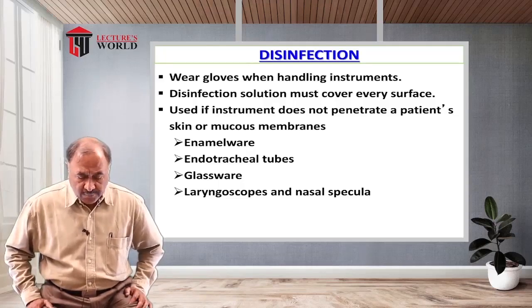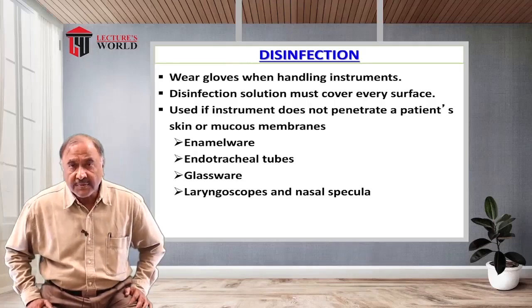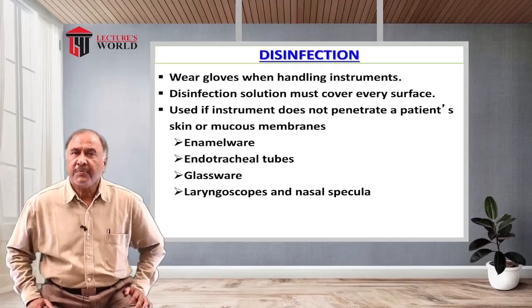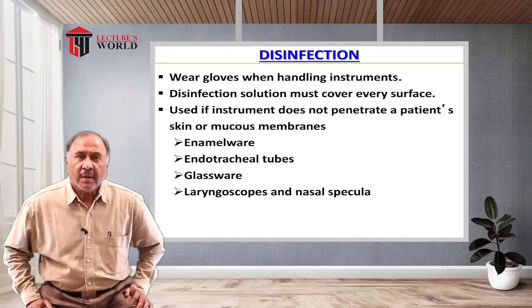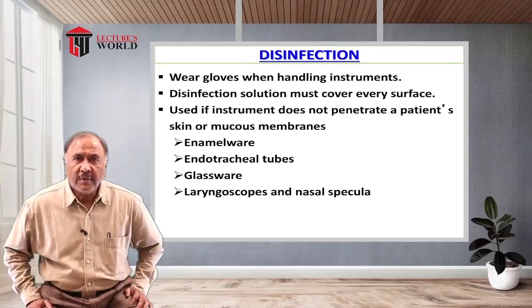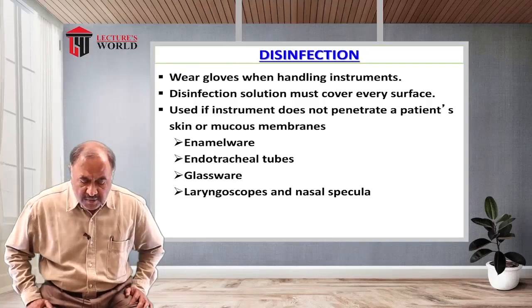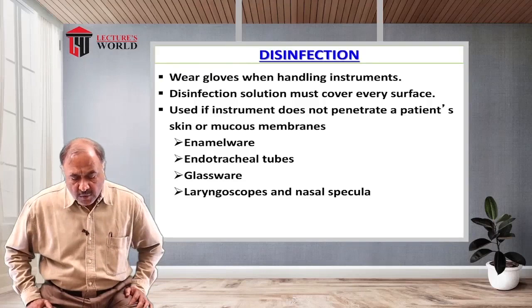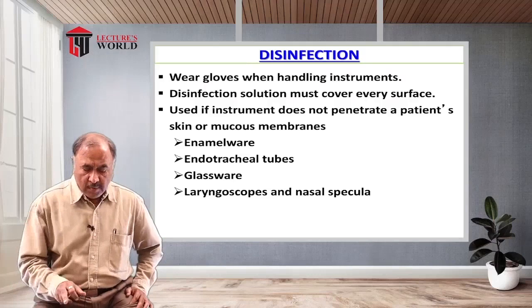Examples are animal wares, endotracheal tubes, glasswares, laryngoscopes and nasal spatula. All these instruments can be disinfected before use by using some chemical disinfectants, as long as they do not penetrate the patient's skin or mucous membranes.